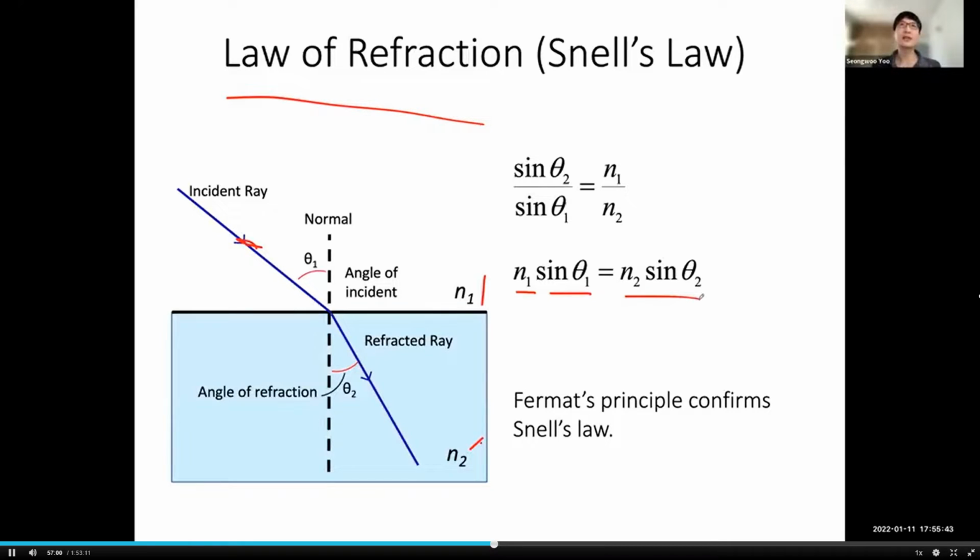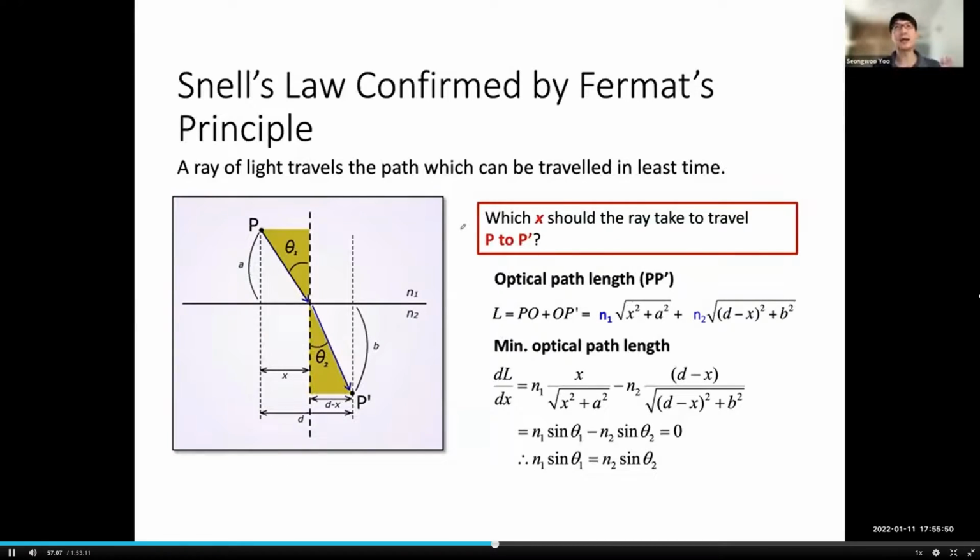And this Snell's law can be derived using the Fermat principle, using the definition of the optical path length in medium A and medium B. The working of this derivation was also introduced in the last video. So if you want to try it yourself, please watch the video to derive Snell's law based on the Fermat principle.